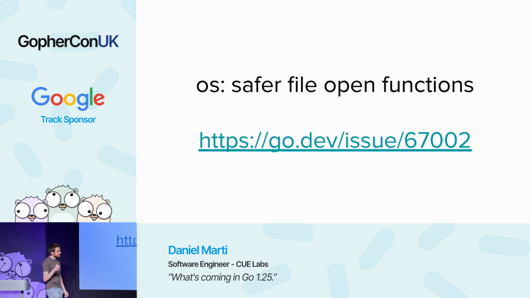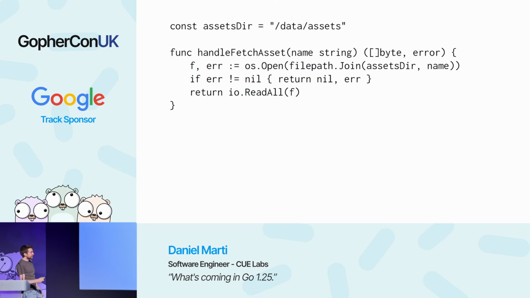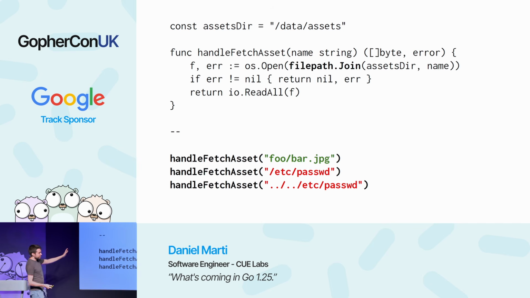Another change is safer file open functions. And I'll explain this with an example again. Suppose that you have a function that serves assets under a directory to users. So the user gives you the name of an asset. They might say foo/bar.jpg. And that's fine. But what if they say /etc/passwd, or the same thing with ..? They could basically read any file on your server, right? Which is not great.